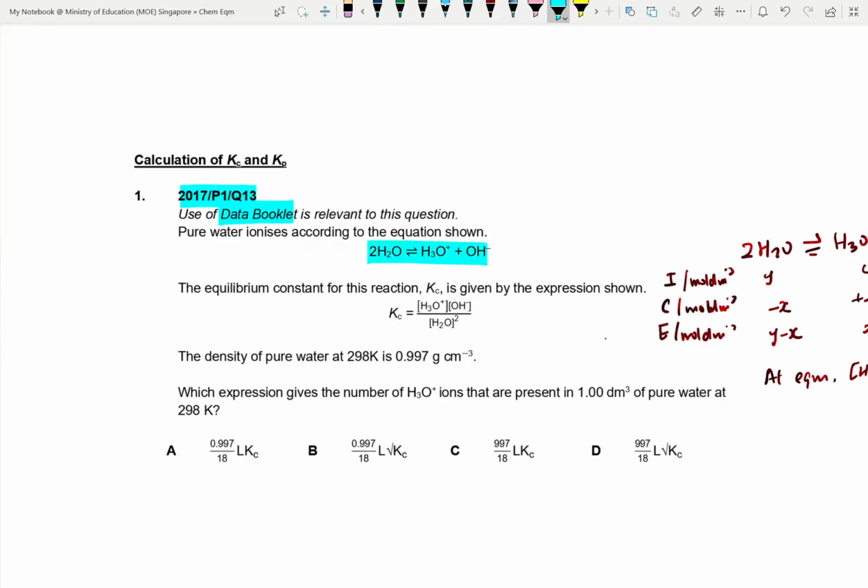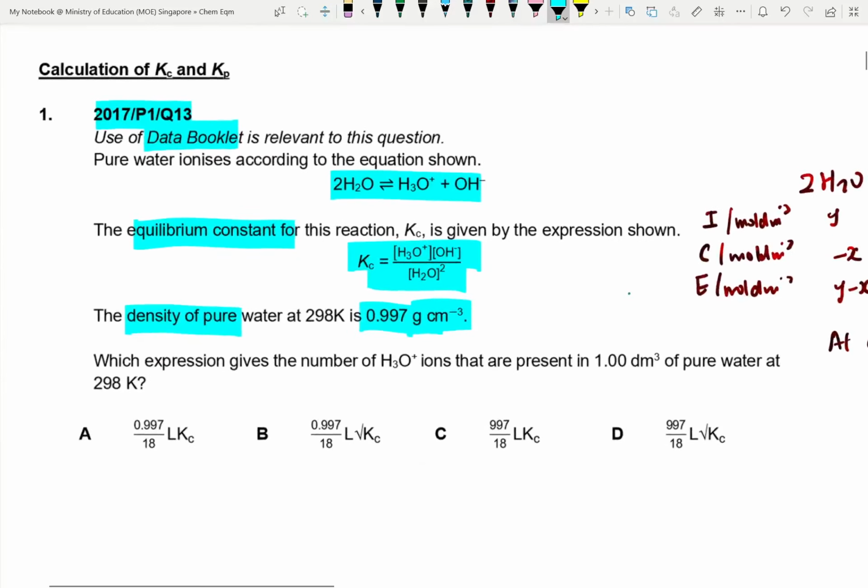So you have two water molecules giving you H3O+ and OH- ion, and you are told that the equilibrium constant for this reaction is given as this. This is consistent with what we have learned about how we write the Kc expression. Then you are told that the density of pure water at 298 Kelvin is 0.997 gram per cm³. You are to determine from the following options which one gives the number of H3O+ ions present in 1 dm³ of pure water at 298 Kelvin.